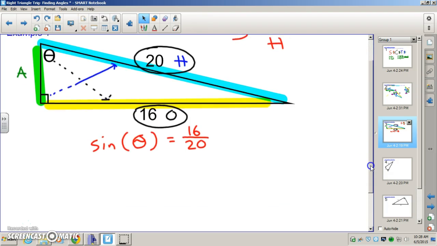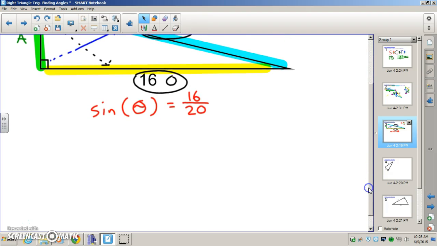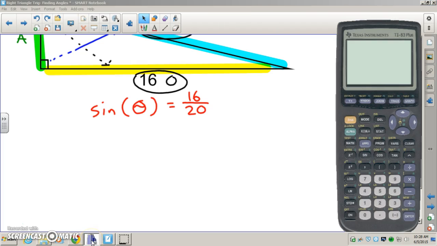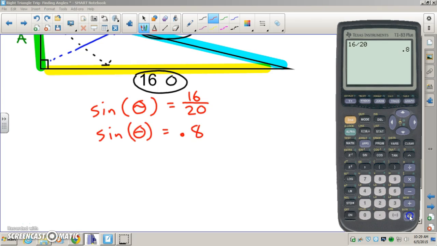That 16 over 20, all that is numbers, so you can get that immediately. There's no crazy math involved. Let's just figure out what 16 divided by 20 is. When I take it, let me turn it on, 16 divided by 20 gets me 0.8. So now I'm down to sine of theta equals 0.8.